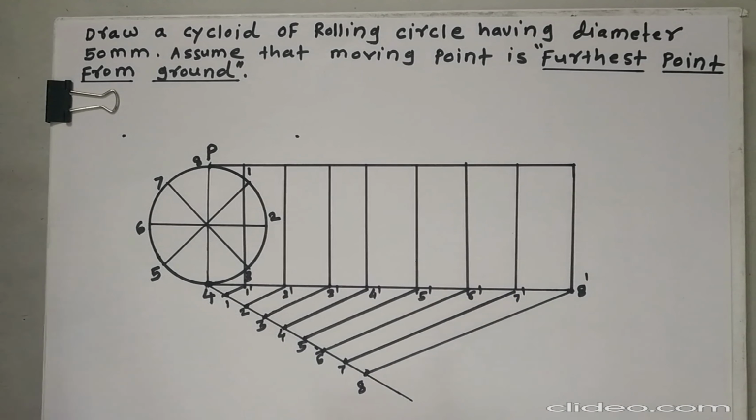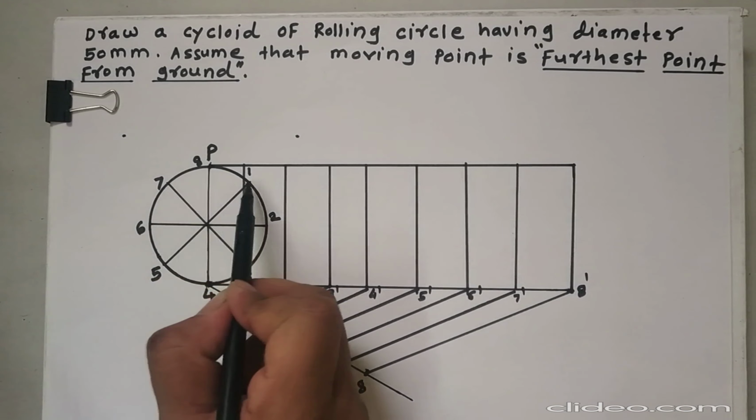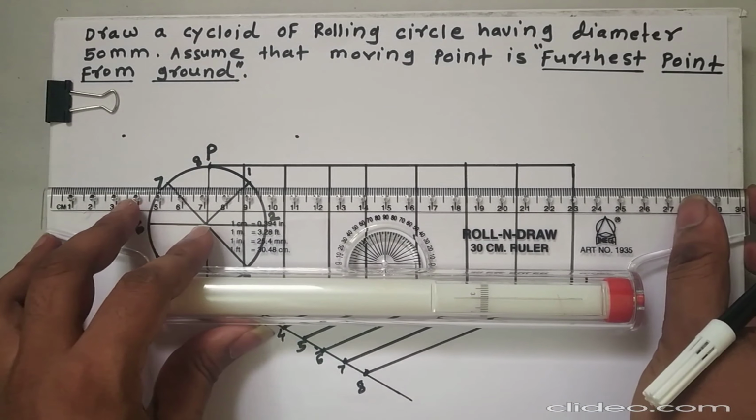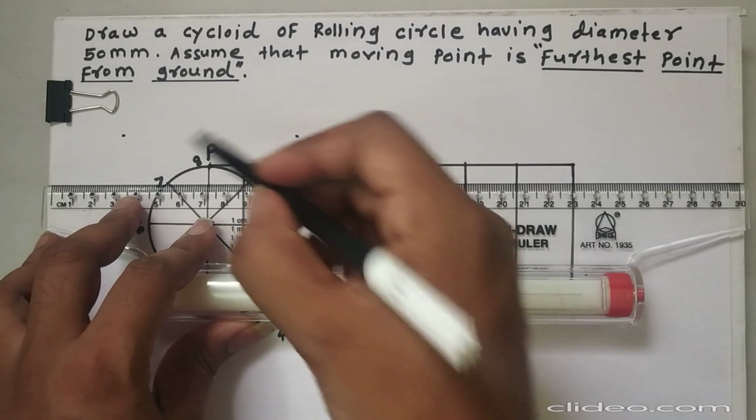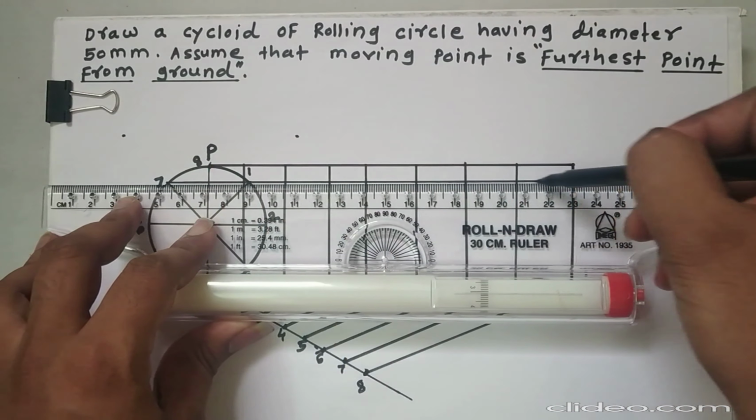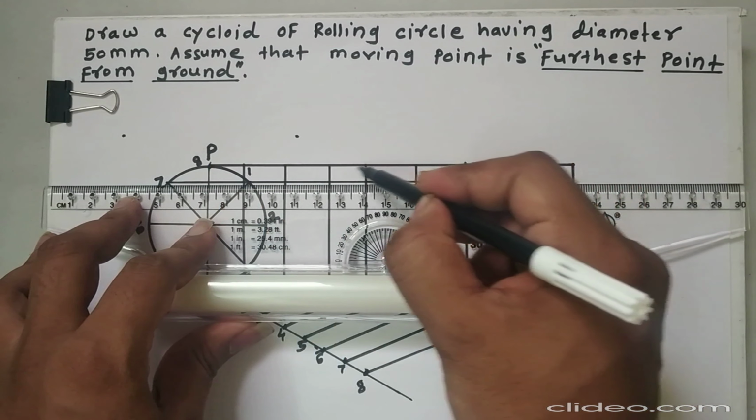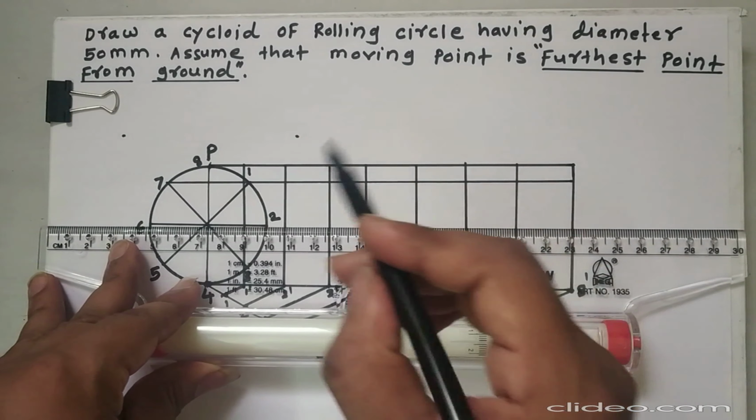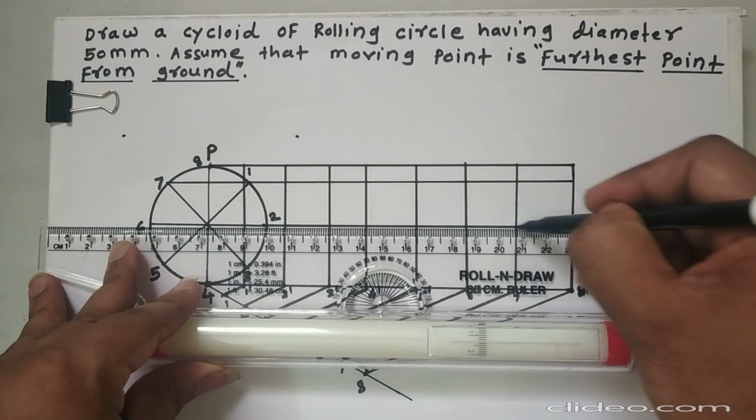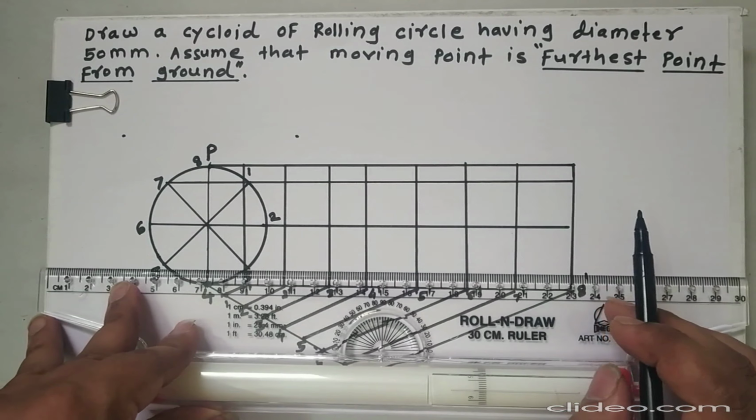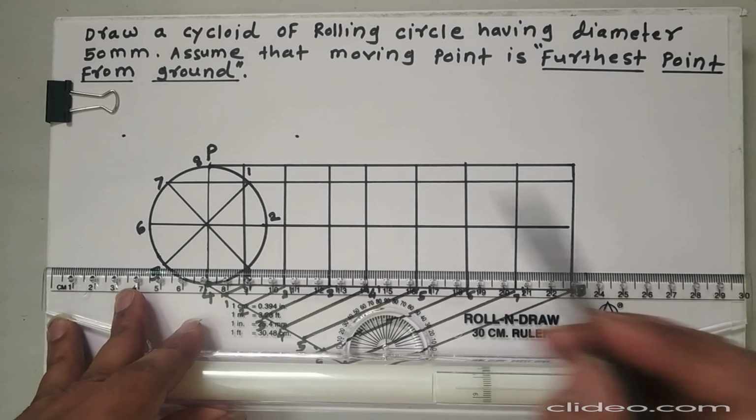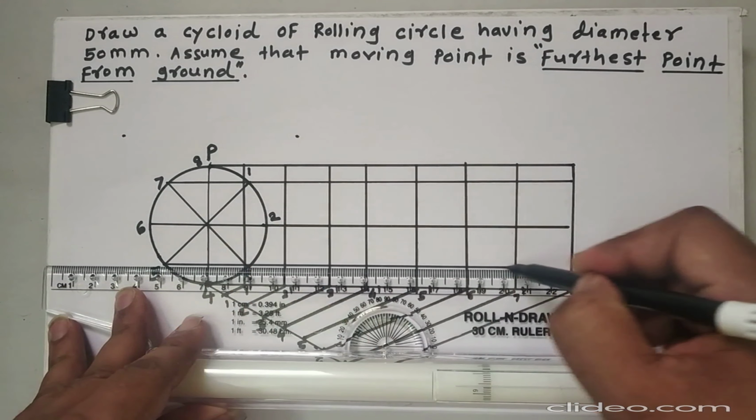Now we need to draw the horizontal projector. Consider 7 1 and draw a horizontal line. This horizontal line is parallel to this line. Now consider point 6 2 and draw a horizontal line. Consider 5 6. Now consider 5 3 and draw a horizontal line.